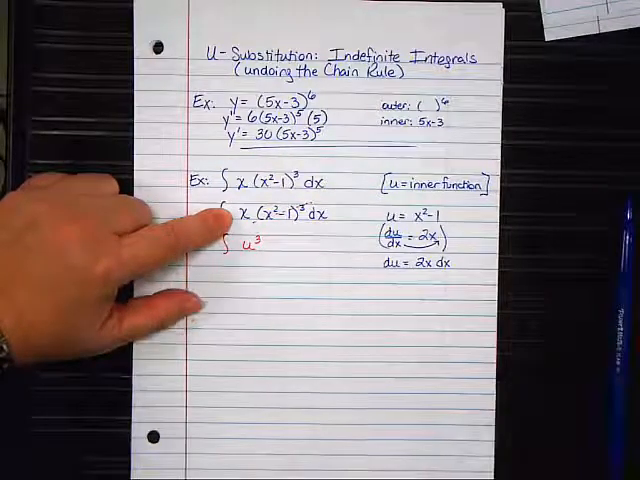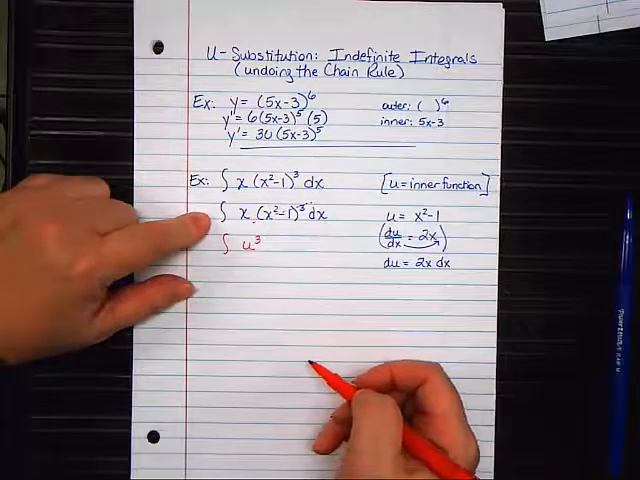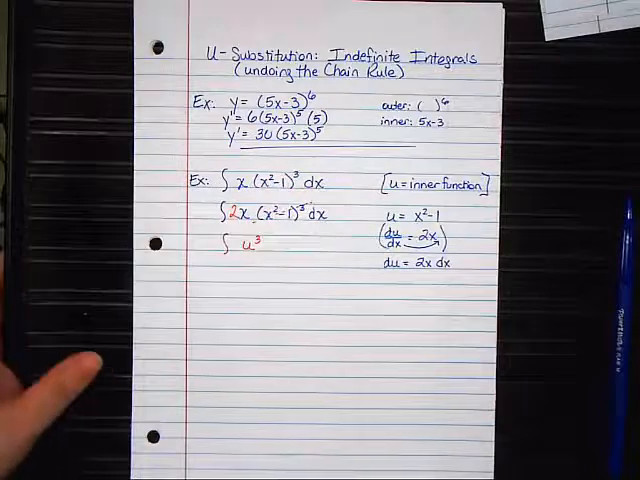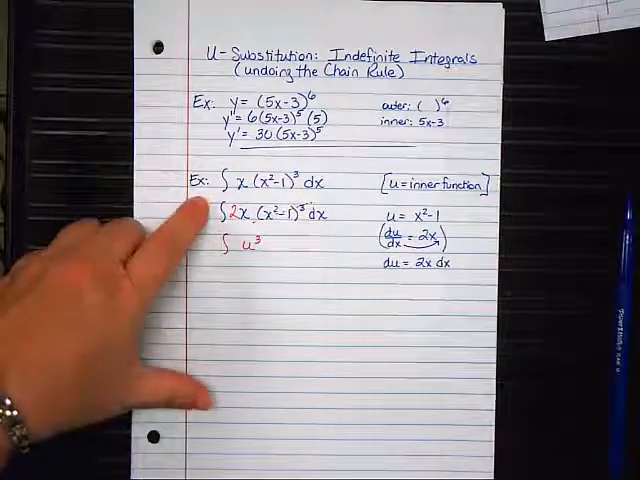And some of these problems are going to be missing a number. Okay? In this case, I'm missing a 2. And you know what I'm going to do to fix that? I'm just going to put a 2 right there. You're like, wait a minute. How can you just do that? Well, here's how I can.